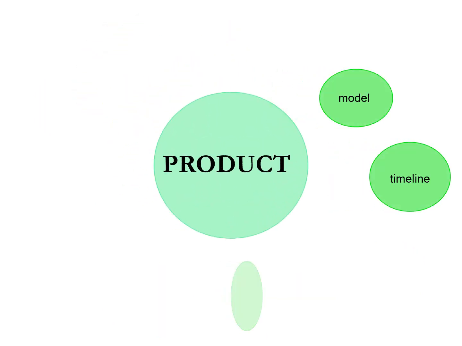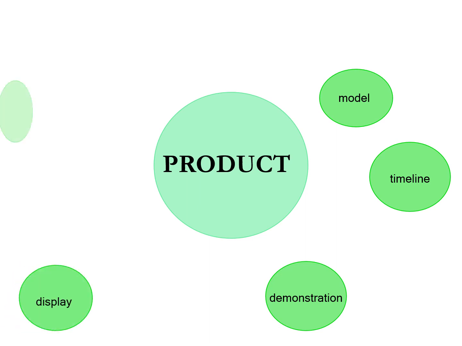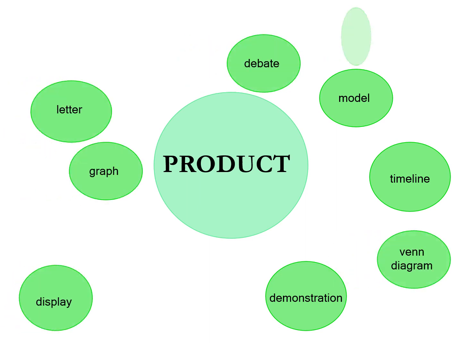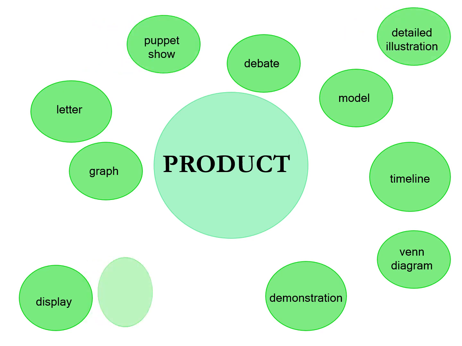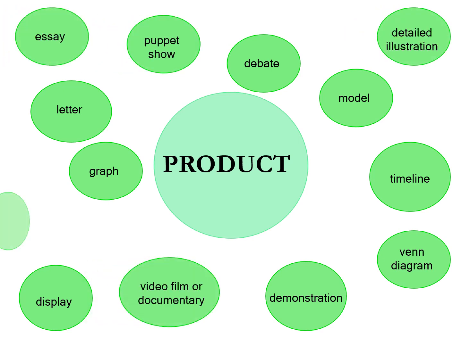The final way to differentiate is to differentiate the outcome or the product. So instead of just saying everybody's going to do the same project, you can make one project harder and one project easier. These are all examples of different types of products that you might differentiate. Or you might give them different types of products as a project.